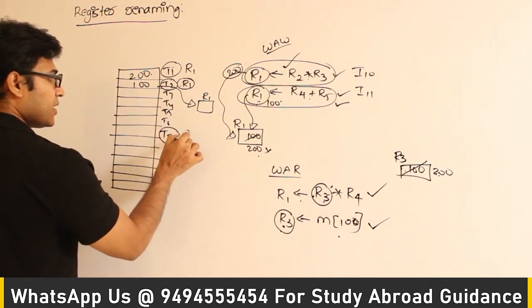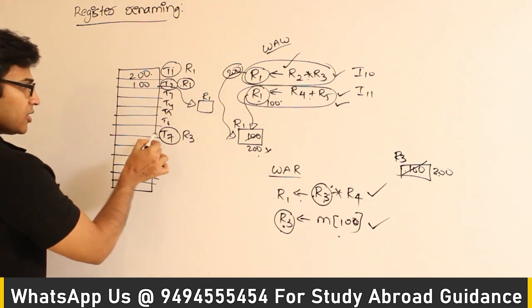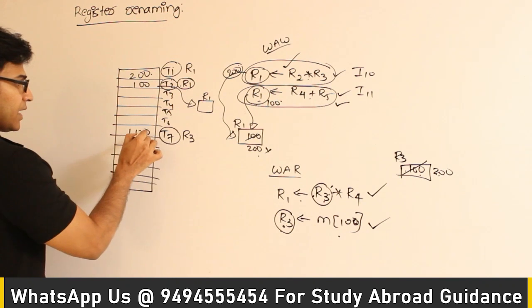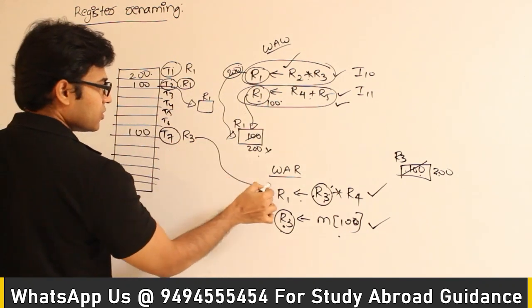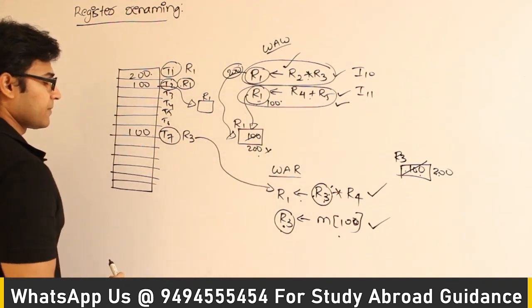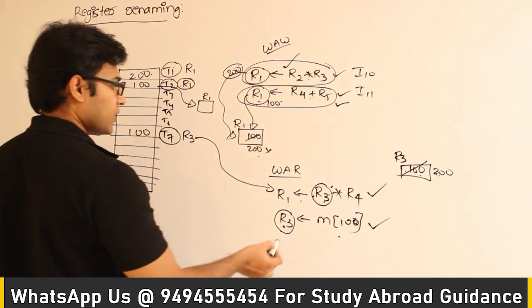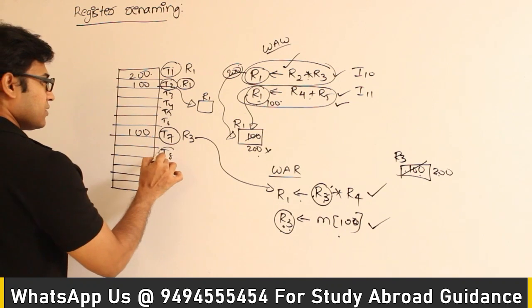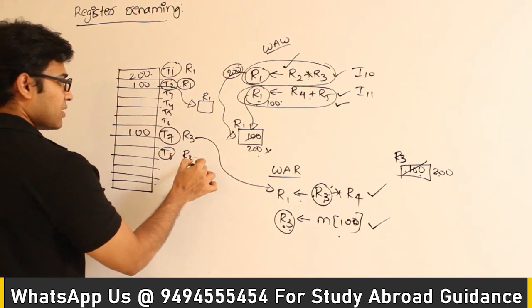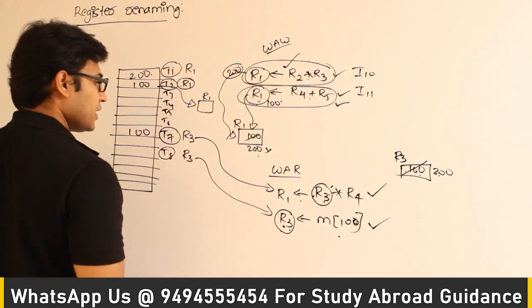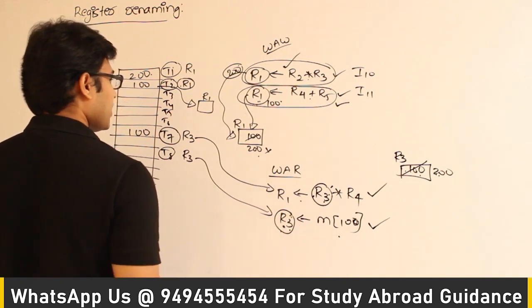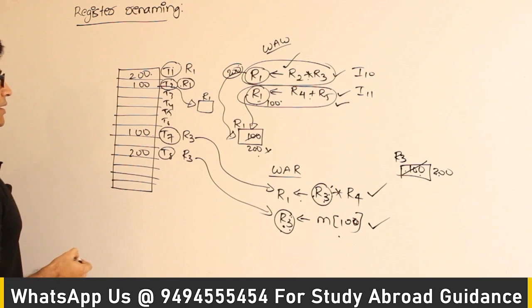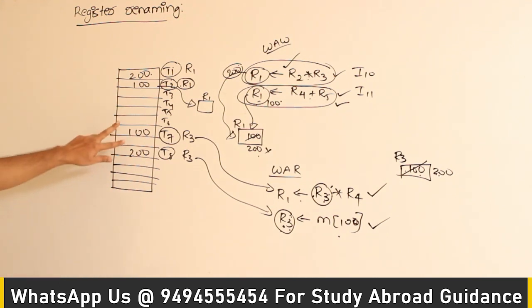This will be renamed as R3 and it will be loaded with the initial value, which is 100, and this R3 will be used for this instruction. And later, whenever this one is being done, then some other temporary register will be renamed as R3 and it will be assigned to this instruction. Therefore, when it is trying to write the value 200, it will write it here without any overlap, right? So that is how we can avoid it.